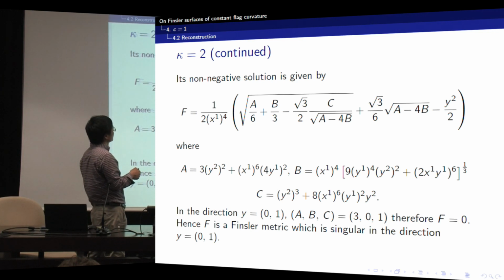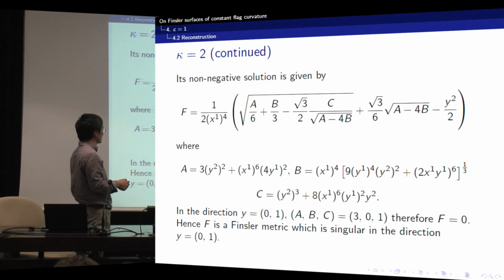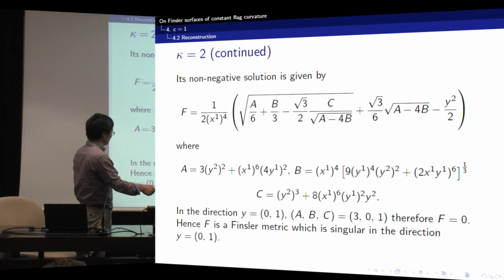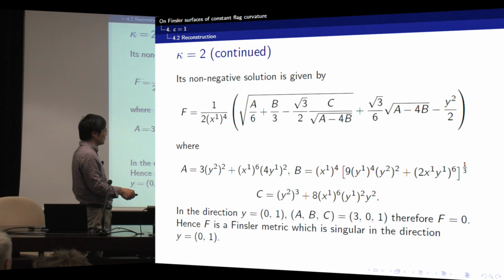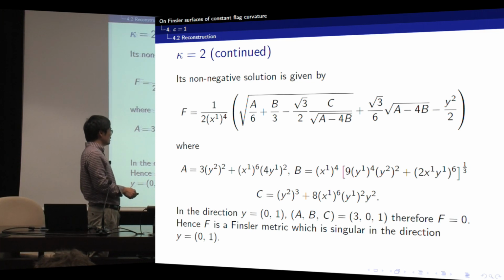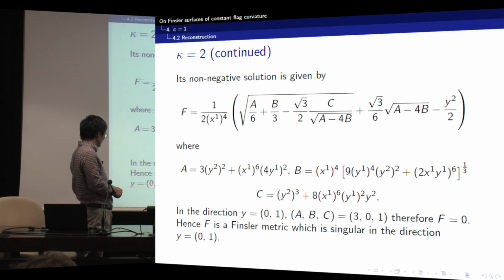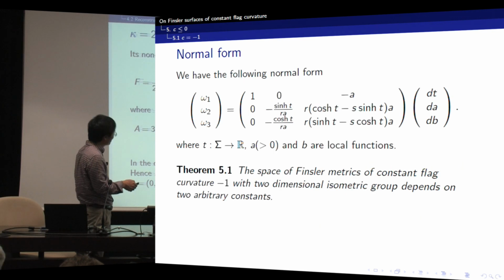Here (x1, x2) is a point and (y1, y2) is a tangent vector. Here a is defined by this, b is defined by this, and c. In the direction y equal to (0, 1), a equals 3, b equals 0, and c equals 1. Therefore F is equal to 0. Hence F is a singular Finsler metric, singular in the direction y = (0, 1), just as in the previous case. So this is also a singular Finsler metric.